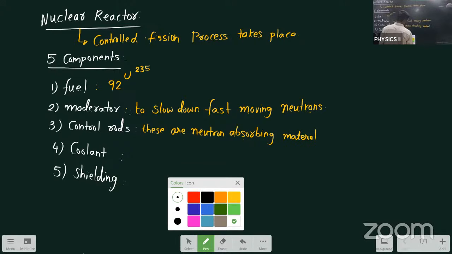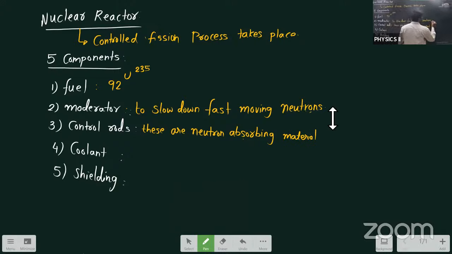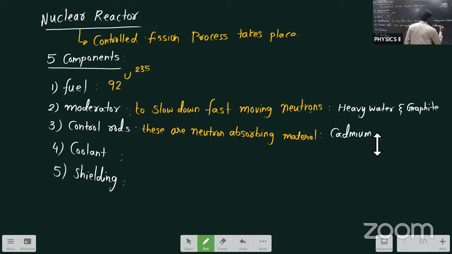So what were the examples for this moderator? I said that heavy water and graphite. These 2 things are used for moderator. And further, what is the material that we'll be using for control rod? What are the neutron absorbing material? I said that it was cadmium. So these were the things that we have discussed yesterday.